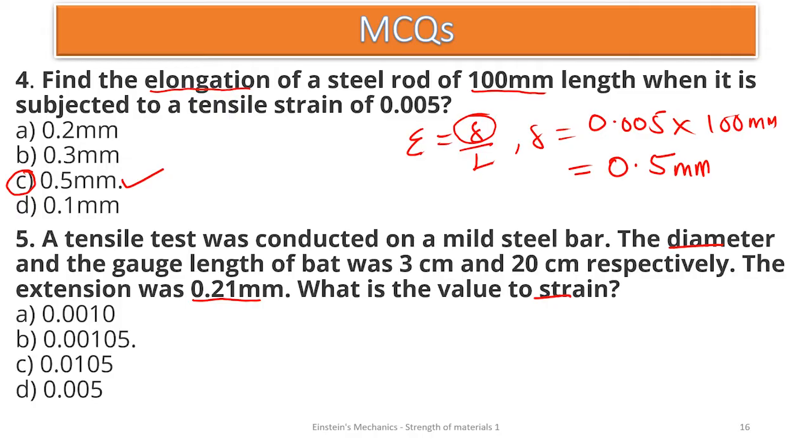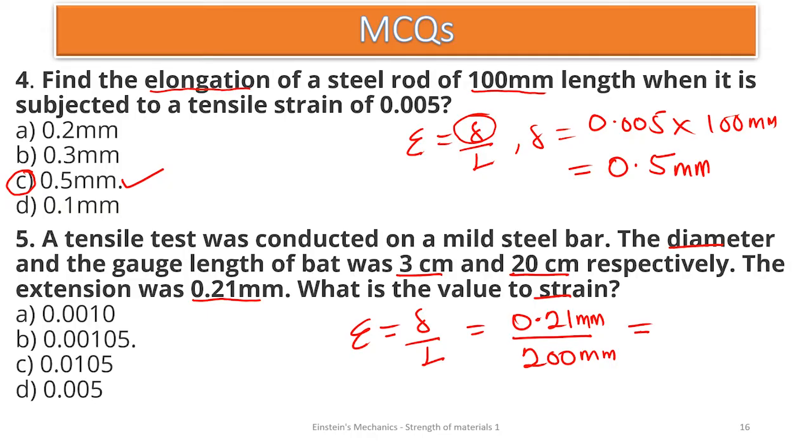So here we have the same formula. Strain is going to be equal to the change over the length. So there was an extension of 0.21 mm and the original length, the diameter was 3 and the gauge length was 20. So 20 centimeter, that is going to be what? 200, right? So that is going to be 200 mm over here, and when you punch this you are going to get your answer to be 0.00105.